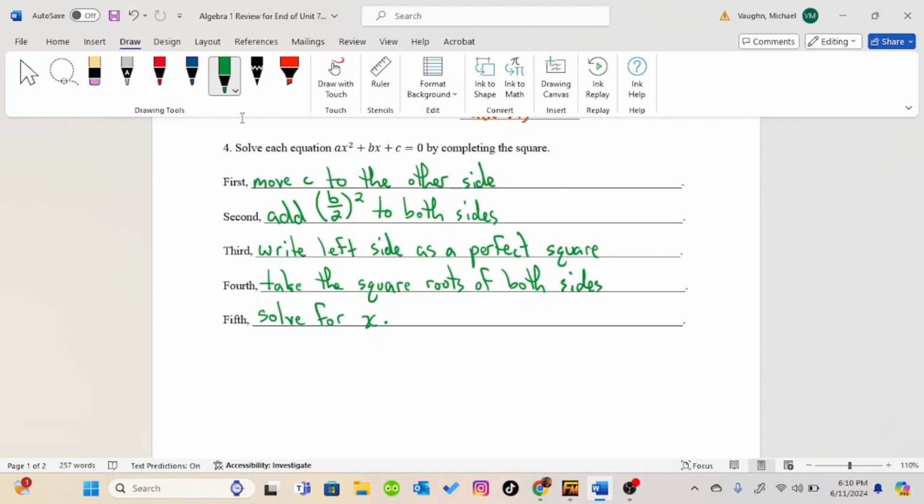If you have any questions about how to use completing the square, ask for clarification now before your final test tomorrow.